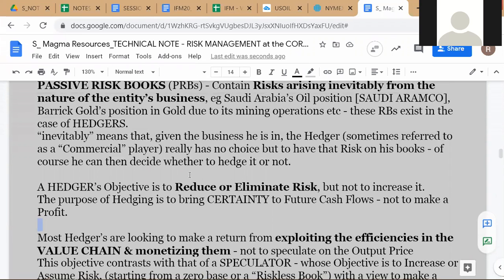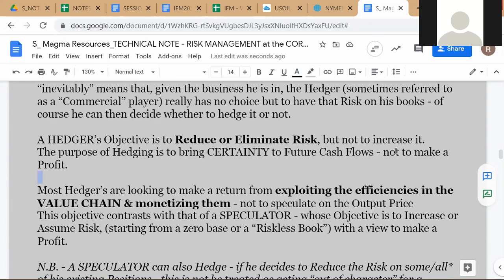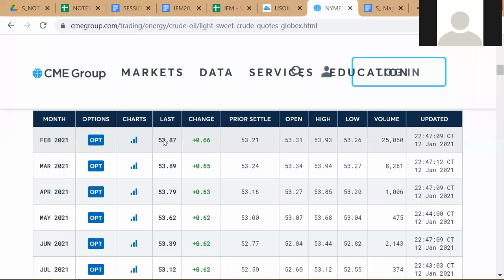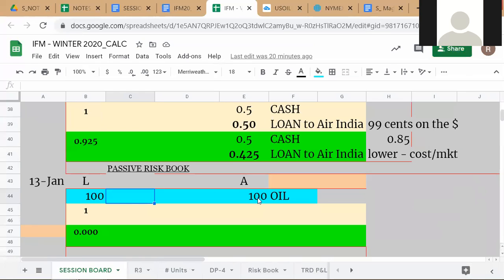So what I was saying was hedgers' objective is to bring certainty to future cash flows. So what they're looking to do is exploit the efficiencies in the value chain and monetize them. So let's say they're charging you $55 per barrel at the end. Okay, you're the final customer. You're Japan, Japan's oil importing company. Japan is a net importer. So they are shipping to the Japanese oil company at $55 a barrel, but their total cost is maybe $35 to bring it to the final shipping stage.